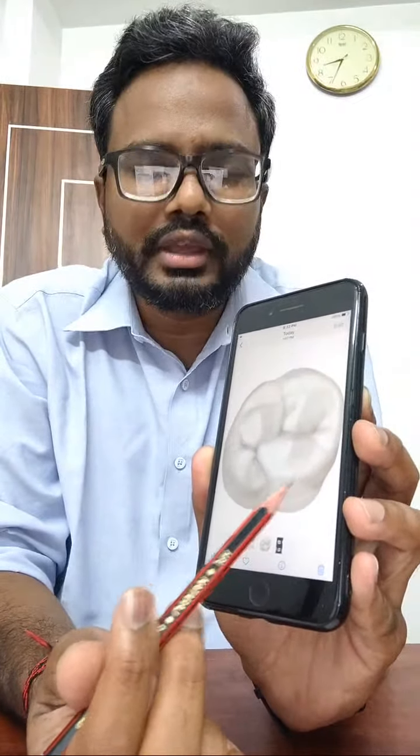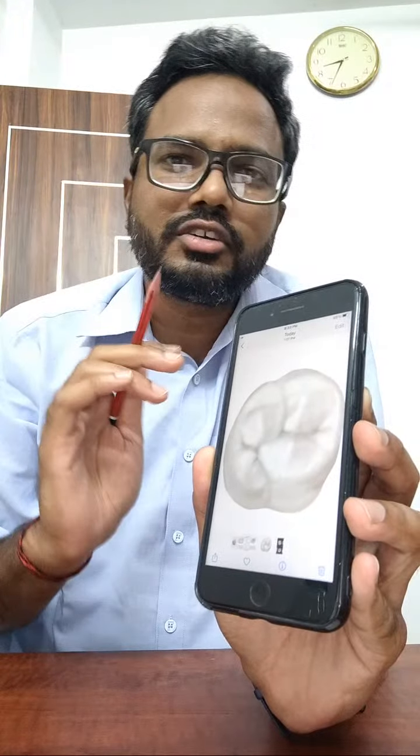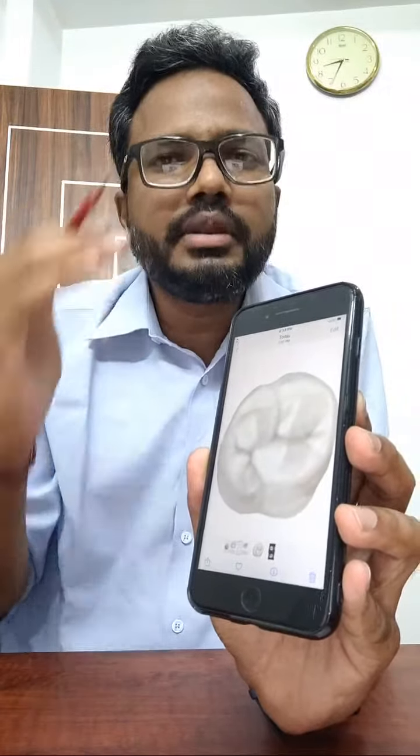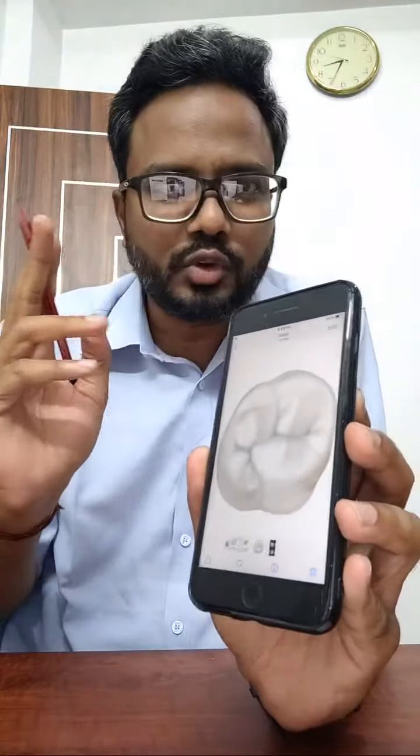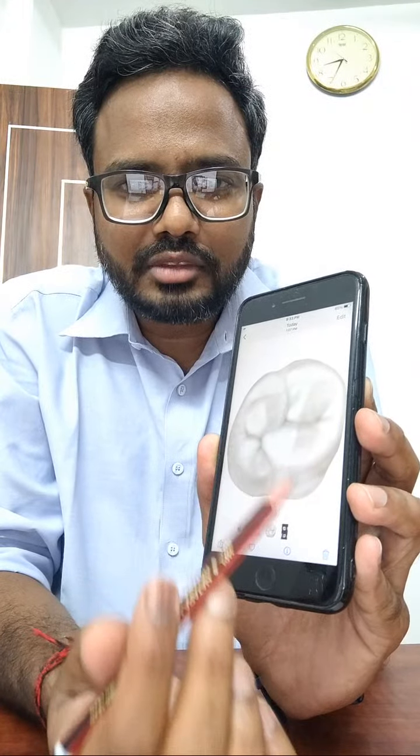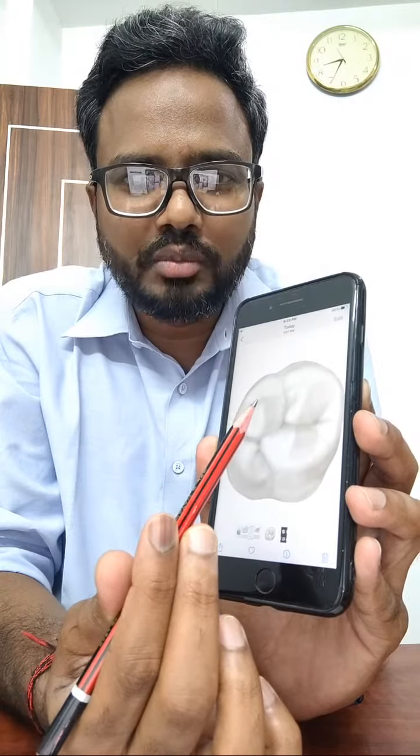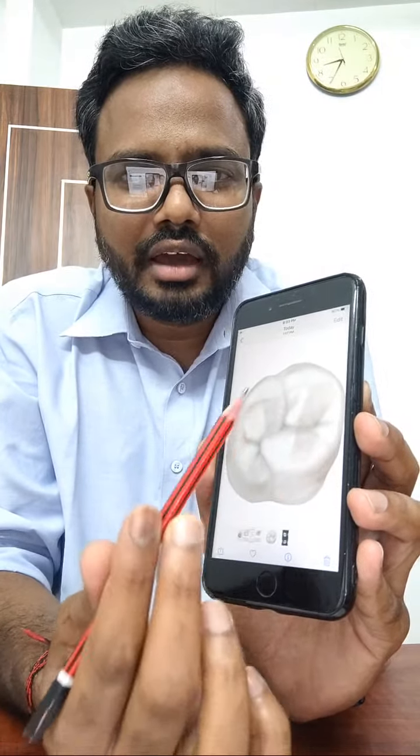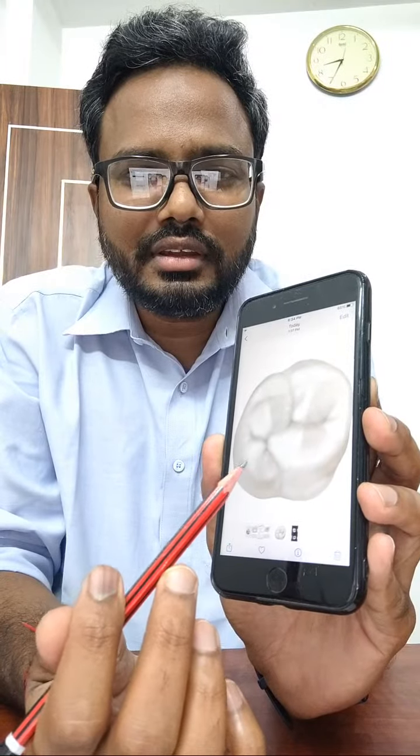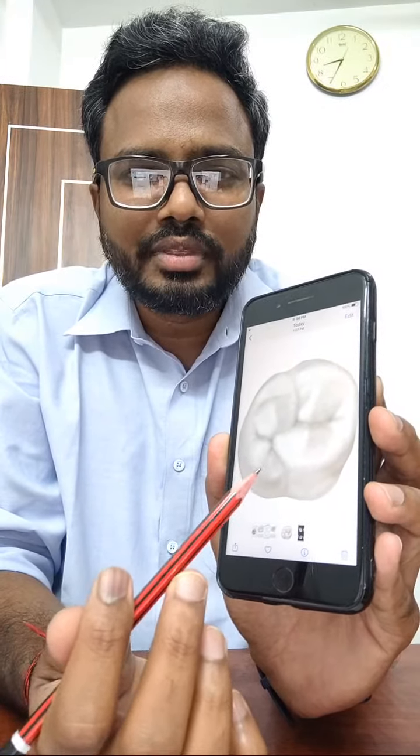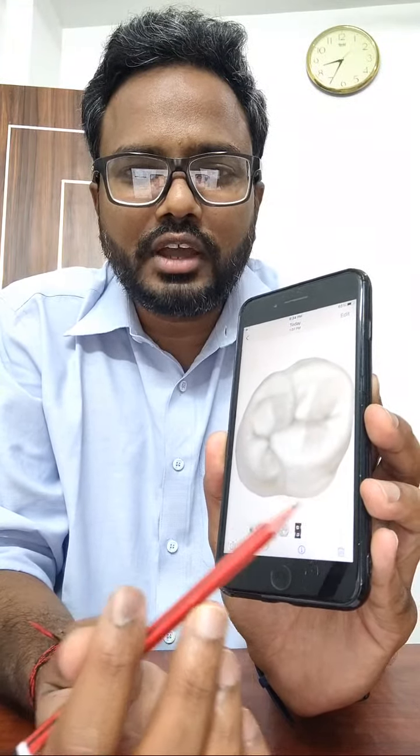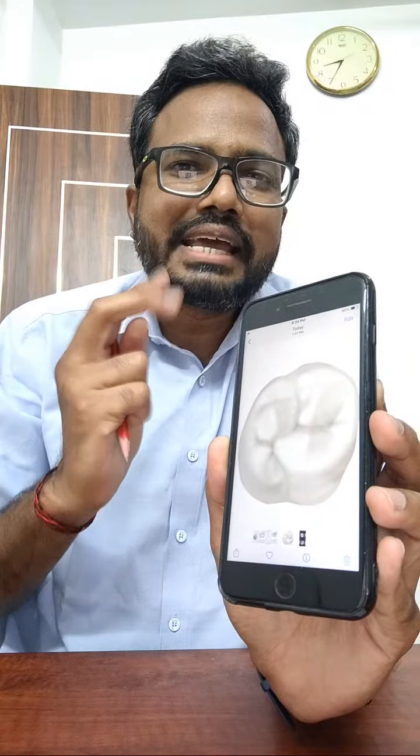This is very, very important. If there is a question like which of the following is considered a primary cusp in the case of the permanent maxillary first molar, you must be able to answer. So developmentally speaking, these 3 cusps, that is mesiopalatal, mesiobuccal, distobuccal, are considered to be primary cusps. Whereas, as you can see, the distolingual cusp, and along with the distolingual cusp, the cusp of Carabelli, these 2 cusps are considered to be secondary cusps.